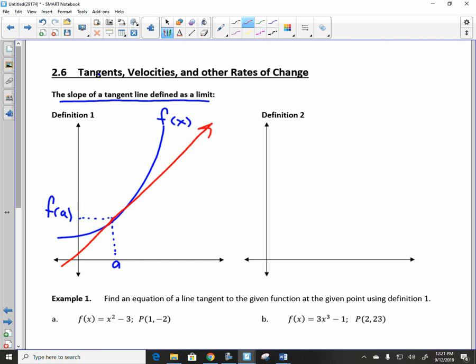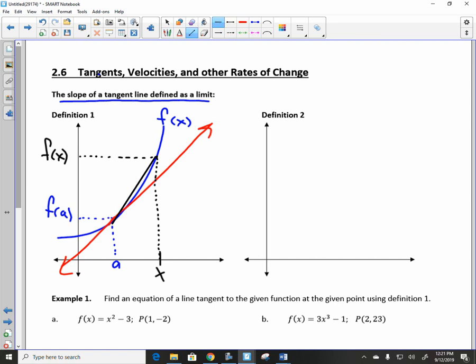I would like to know the slope of that tangent line. I need another point. So I'm going to choose another point. I'm going to call that point X. Same idea as P and Q. What do we call this y value? F of X. What do we call that segment that I just drew? The secant line. You told me before that as Q approaches P, the slope of the secant line approaches the slope of the tangent line.